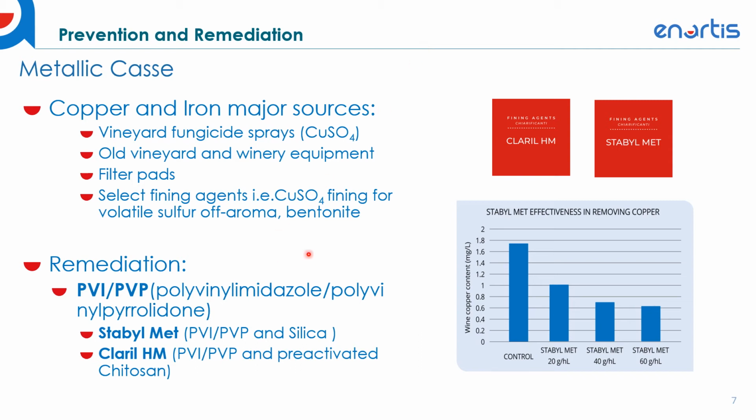for removing copper and iron is PVI/PVP, and we have StableMet in our portfolio and Claryl HM, which contains some preactivated chitosan. On the right-hand side, we can see StableMet's effectiveness in removing copper. You can see that the control here had 1.6 ppm of copper, and just a 20 milligram per hectoliter treatment was able to bring that to within the legal limit of 1 ppm. And then we have StableMet at 40, bringing that down even further, and then 60 milligrams, bringing it down to 0.6.